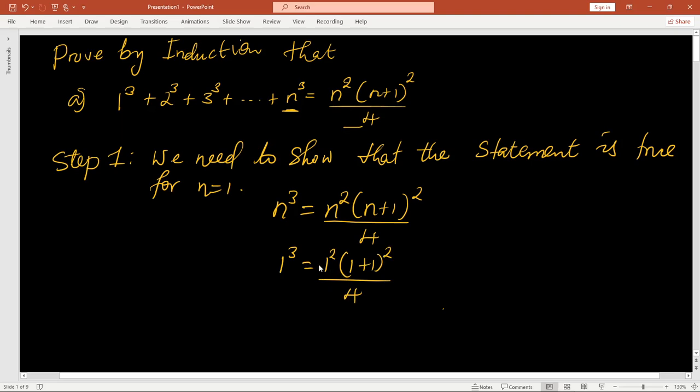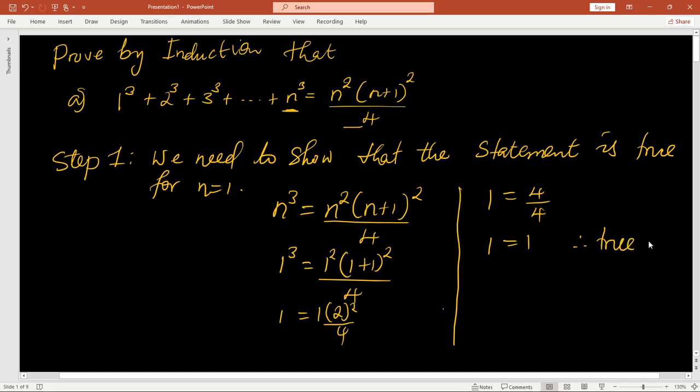So then we evaluate this here. We're going to have 1 this side and 1 times 2 squared divided by 4 here. So then here we have 1 is equal to, 2 to the power 2 is 4 multiplied by 1, we're going to have 4 over 4. So we have 4 over 4 this side, which is just 1, equal to 1. Therefore, the statement that we have is true for n equal to 1. So this is the first step under mathematical induction. Okay, let's go to step 2.